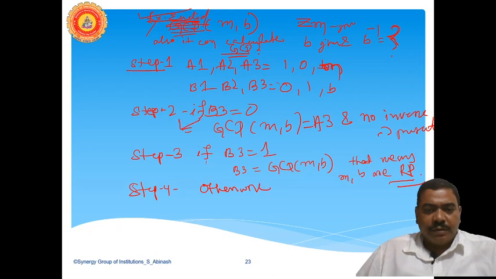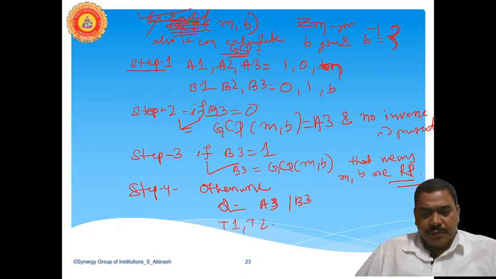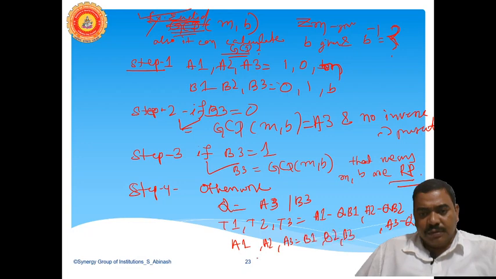If this is not true, then we have to calculate Q. Q is equal to A3 divided by B3. Quotient Q is A3 divided by B3, only the integer part we have to take. Then temporary variables T1, T2, T3: T1 is A1 minus Q B1, T2 is A2 minus Q B2, T3 is A3 minus Q B3. And now A1, A2, A3 is equal to B1, B2, B3, and B1, B2, B3 is equal to T1, T2 and T3.